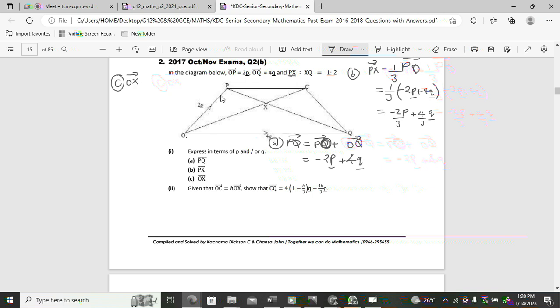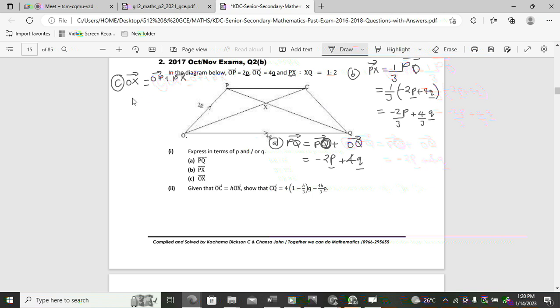How can you find OX? You can see O is here, X is here. So OX is going to be equal to, since we know PX, we are going to move from O to P first. So that will be OP. And then now from P to X. So that is how we are going to move. You always go in the direction where you know something.